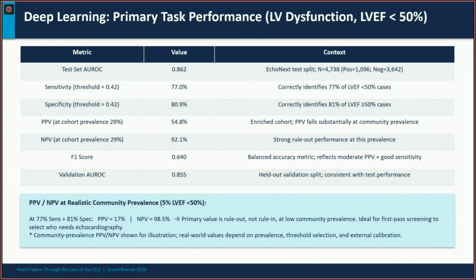For this task, my model performed well with an area under the curve of 86%, sensitivity of 77%, specificity of 80%, and a negative predictive value of 92%. A positive predictive value of 54%, and a disease prevalence of 29%, in my data set.